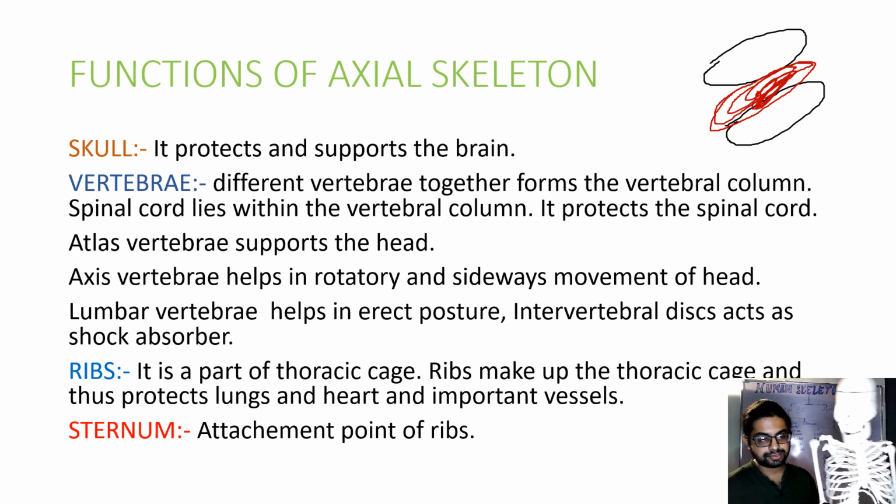And ribs, it is a part of the thoracic cage. Ribs make up the thoracic cage and protect our lungs and heart and other important vessels. Sternum is the attachment point of the ribs, as I have mentioned.